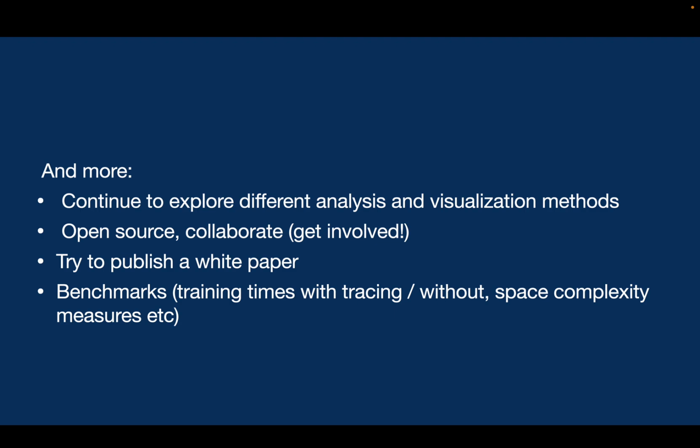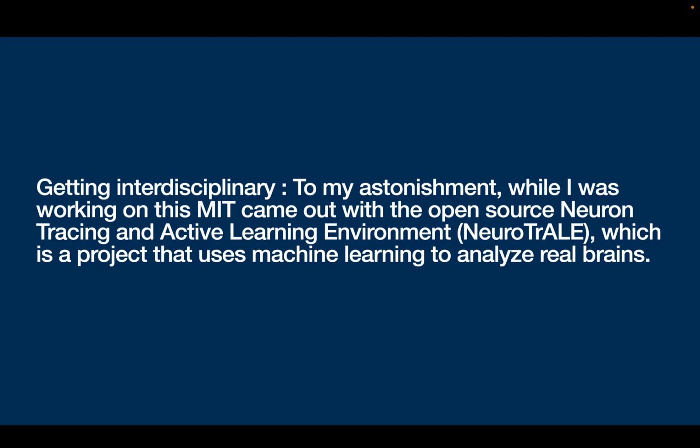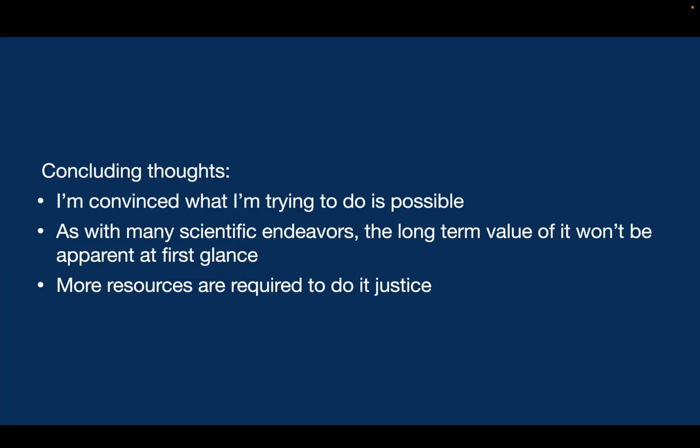I want to publish a paper. I want to try to work on different analysis and visualization methods, benchmarks, etc. Another thing I came across was MIT came out with a neuron tracing and active learning environment, which is also using machine learning to analyze brains. So really, I'm just applying this concept to fake, artificial brains, and trying to make some semblance of a thing to actually interpret, kind of modeling an actual network. So yeah, I'm convinced what I'm trying to do is possible. It's not going to be easy. It's not going to pay off immediately, but it's doable, and I think I'm on to something.